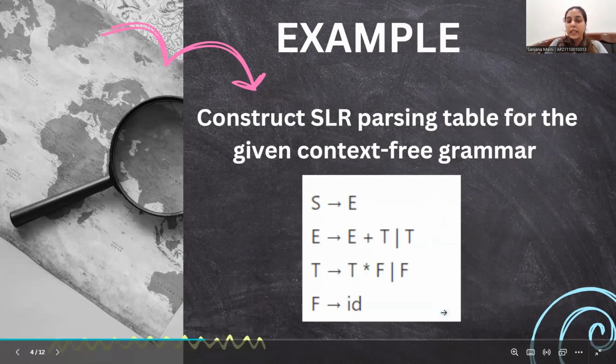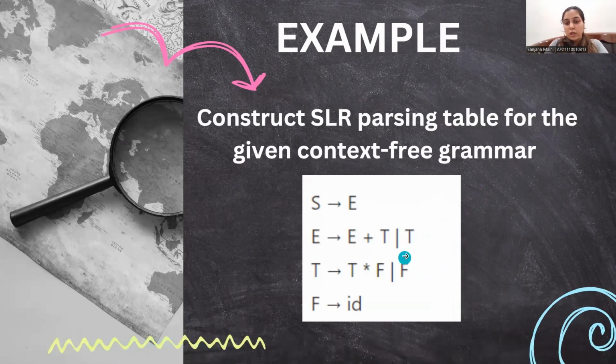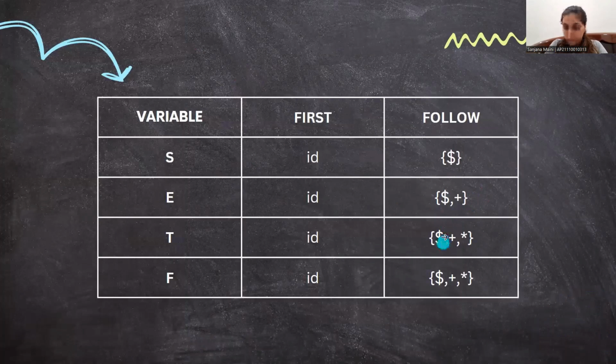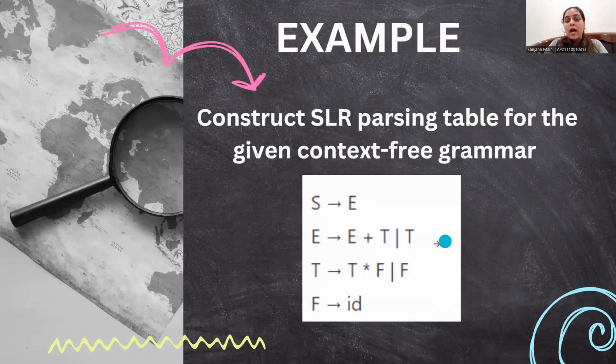Next, coming to T, T appears in two productions, here and here. If we take this production rule, it is E plus T. As there is nothing on the right hand side of T, we'll take the follow of E. The follow of E is dollar and plus, so we'll write that as it is. Here also there is nothing on the right of T, so we'll take the follow of E, which we already did.